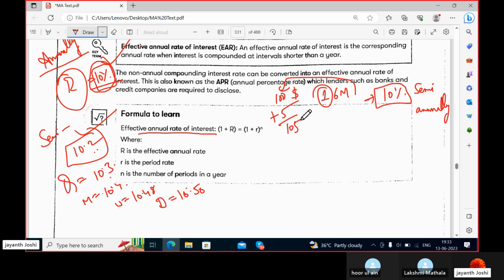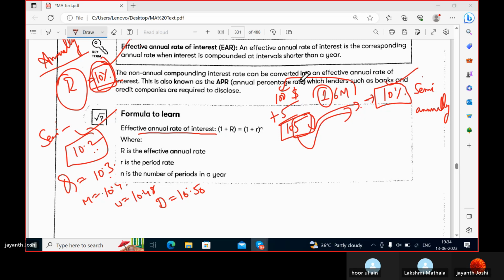Now in the next 6 months, you will not keep these funds idle. Let's say whatever excess $5 you got in your account, if you reinvest this at the same rate, will you get higher interest or not? Will you not get interest for this $5 in the next 6 months? Please tell me yes or no. That means whatever interest you earned in the first 6 months, you are again reinvesting it.